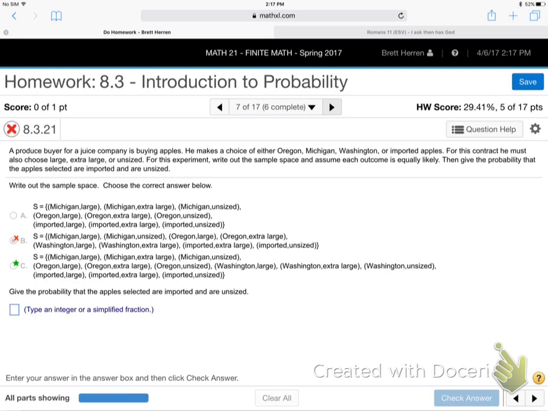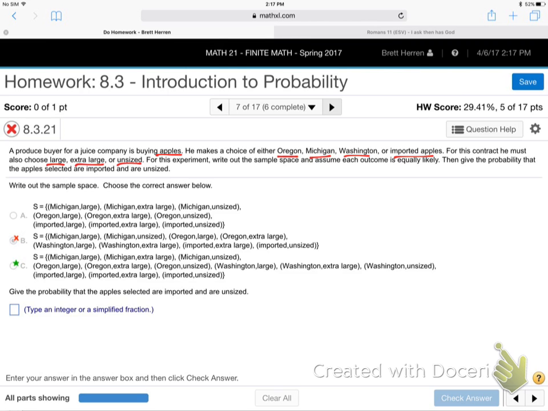A bunch of talking up there. Let me just cut through it for you. Basically, it says you're buying an apple: Oregon apple, Michigan apple, Washington apple, or imported. And you're going to choose large, extra large, or unsized. So you're going to buy an apple from one of those places, and then the different sizes, large, extra large, or unsized. For this experiment, write out the sample space.